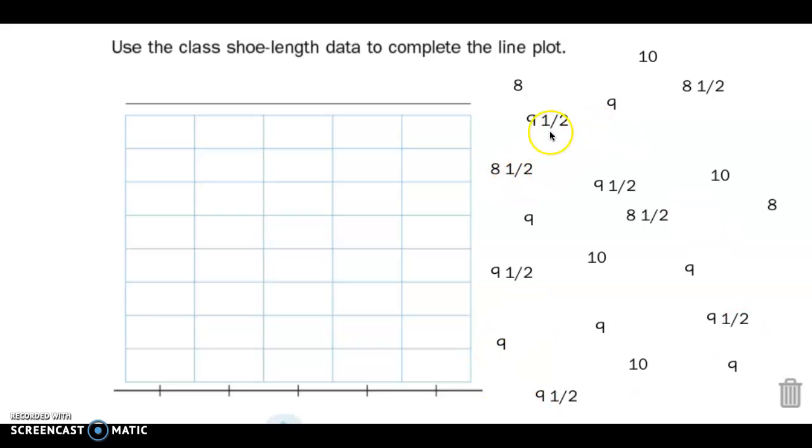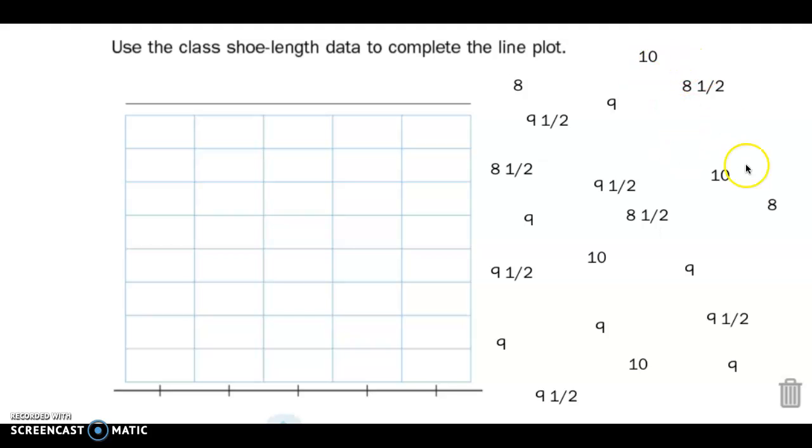Look, I have halves in here, so I know I must be doing ½ inches. And remember, count by ½ inches with me. Let's start at 0. 0, ½ inch, 1 inch, 1½ inches, 2 inches, 2½ inches, 3 inches, 3½ inches, 4 inches, 4½ inches, 5 inches, 5½ inches, 6 inches, 6½ inches, 7 inches, 7½ inches, 8 inches, 8½ inches, 9 inches, 9½ inches, 10 inches.